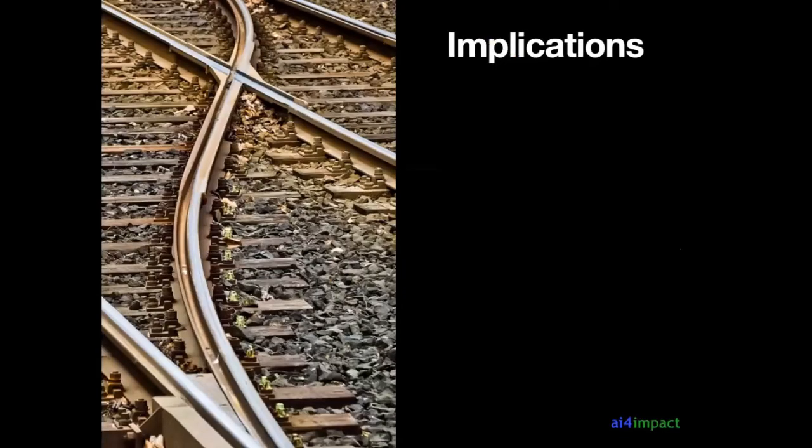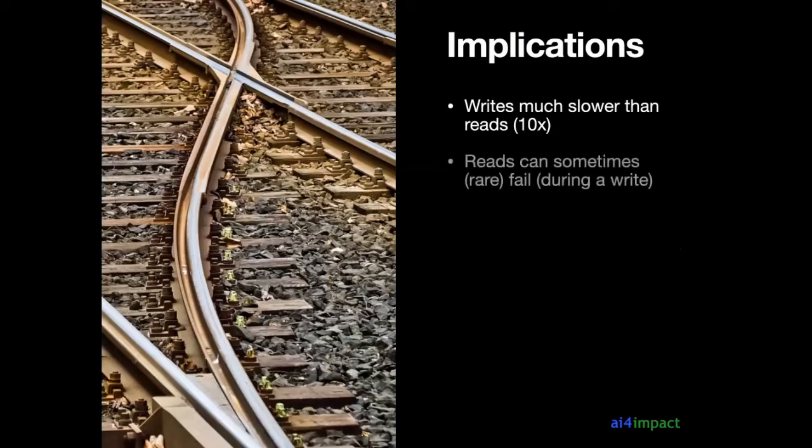Okay, but these two things have implications. The first one is that because it's serialized, the writes are usually much slower than the reads, usually about 10 times slower. And the reads can very rarely fail. We tried our best to make it not fail, but I wouldn't say it's a guarantee that it won't fail during a write. So for example, let's say one of the items is being changed, and for a brief moment, perhaps within a nanosecond when it's being flipped, if the person makes that read, then it may fail. Okay, but of course it's unlikely.